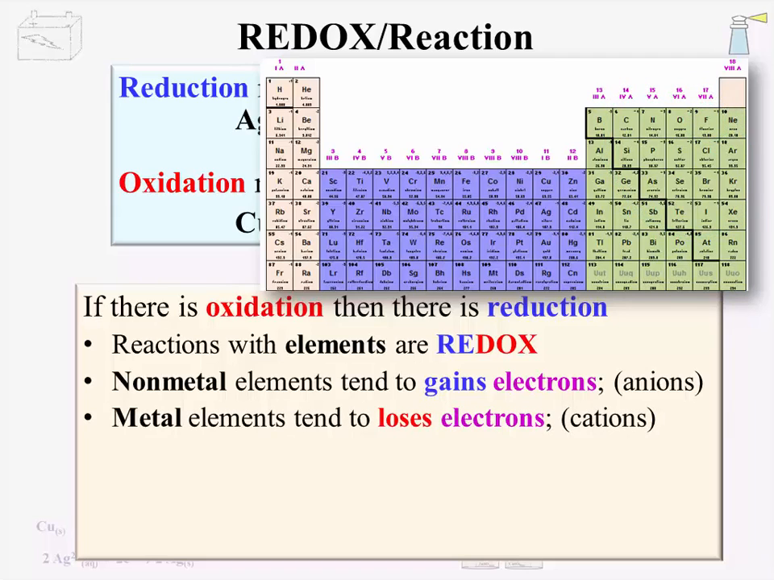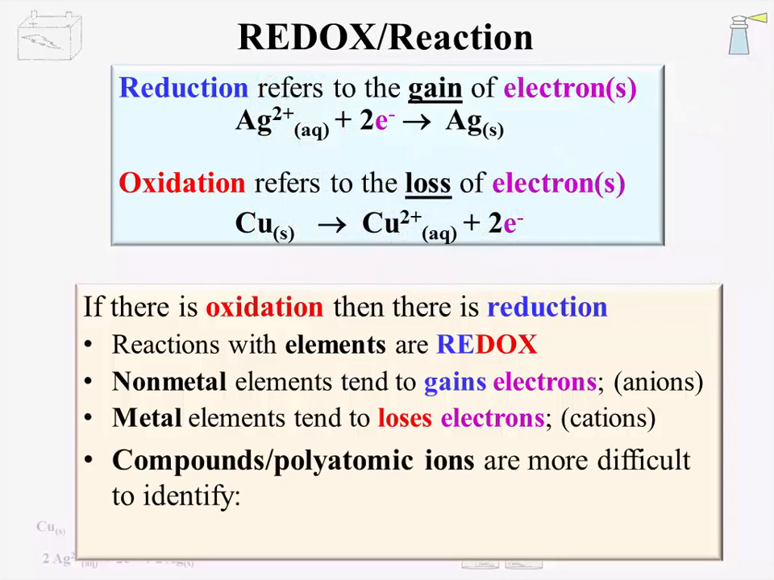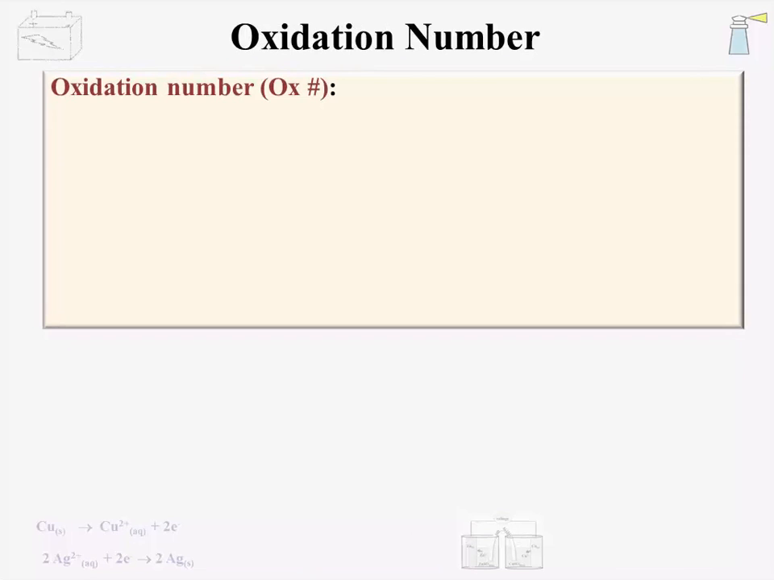Metal elements tend to lose electrons. They often form cations. That is the case with the first two columns of the table, including the strong reducing agent, lithium. That takes care of elements. What about compounds and polyatomic ions? Those tend to be more difficult to identify. Determining oxidation or reduction agent will employ a process that we have not come across before. It is centered on the oxidation number of the atoms in the compound, and it is a topic that we will need to discuss further.